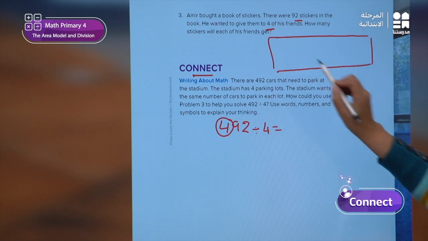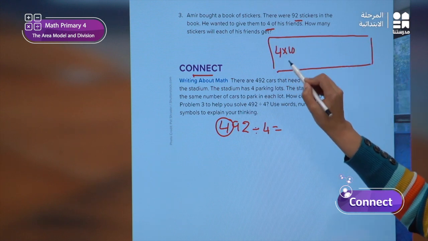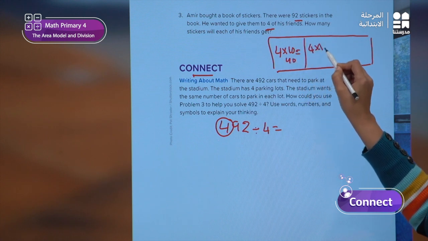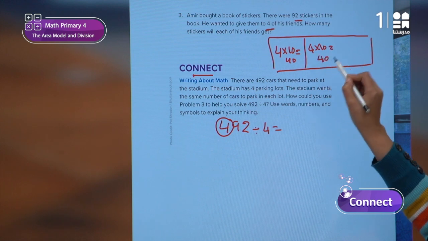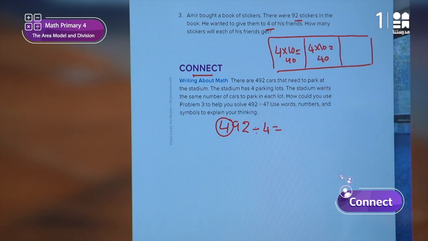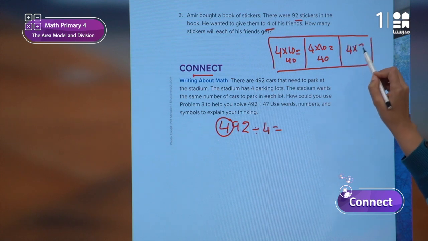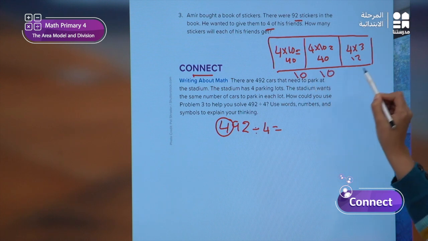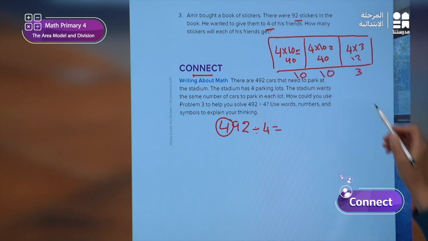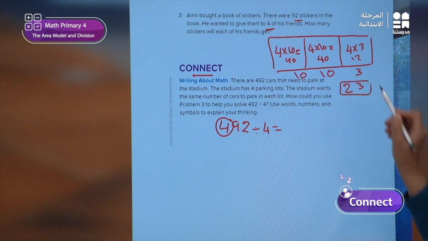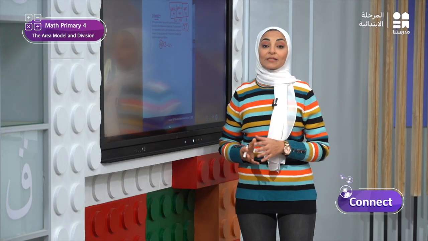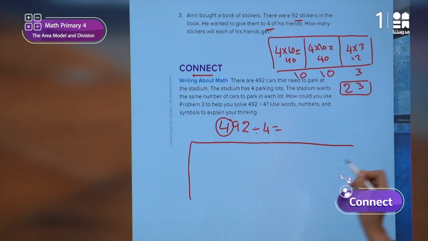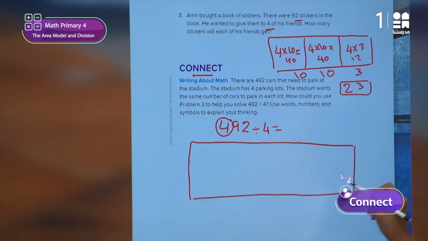Here's the area model. What did we do? We did 4 times 10 equals 40. And we did another 4 times 10 equals 40. And then what should I do? Yes, 4 times 3 equals 12. So here 10 plus 10 plus 3. Right? The answer was 23. Okay, this will be the same, but I will add 400. Let's draw the same area model like this.